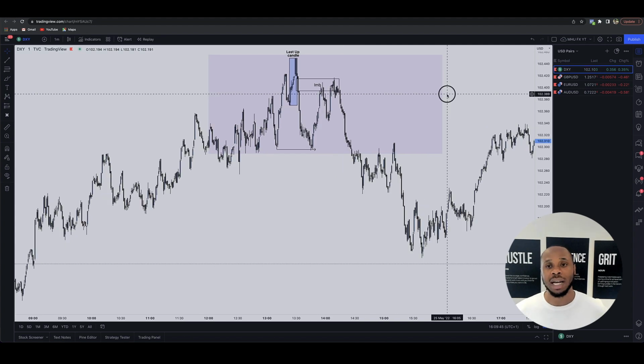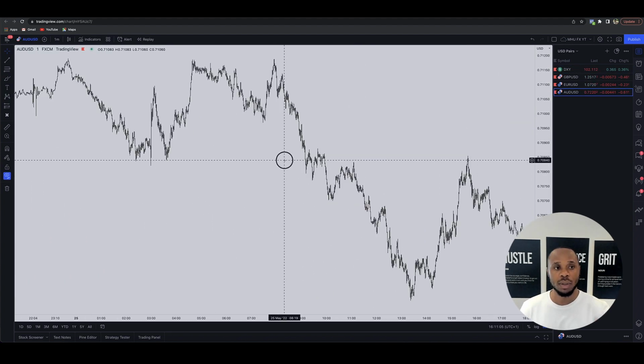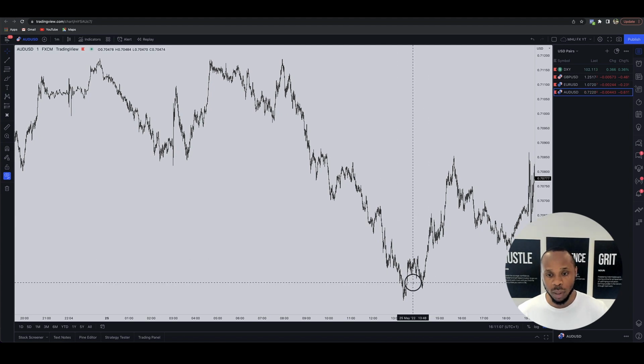Now I'm going to show you exactly what happened on GU, on EU, and on AUD USD, showing you some characteristics to help you choose which pair is best for you. I'm going to start off with AUD USD. I'm going to go to the 25th of May. So this is AUD USD right now, and we're on the 25th of May.